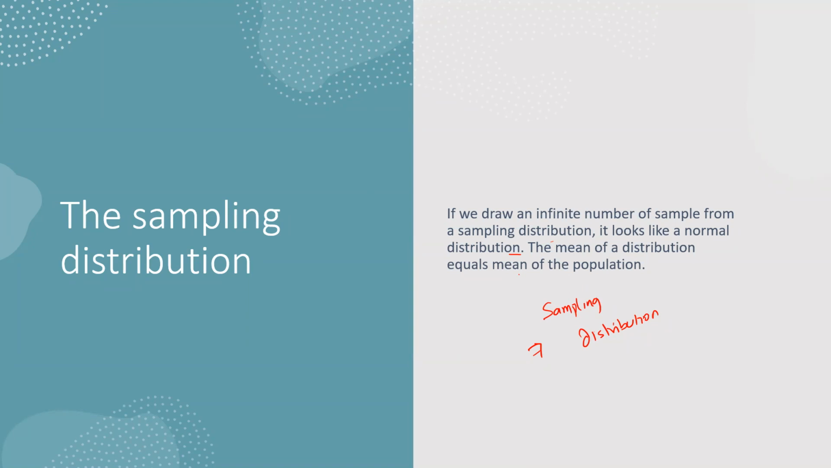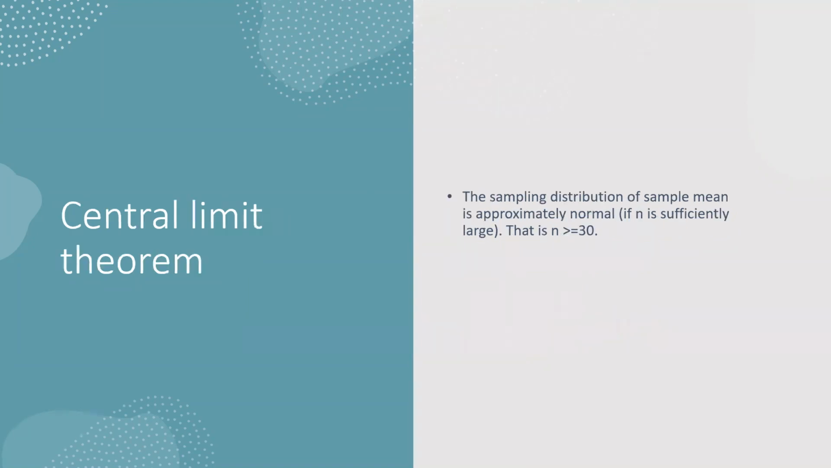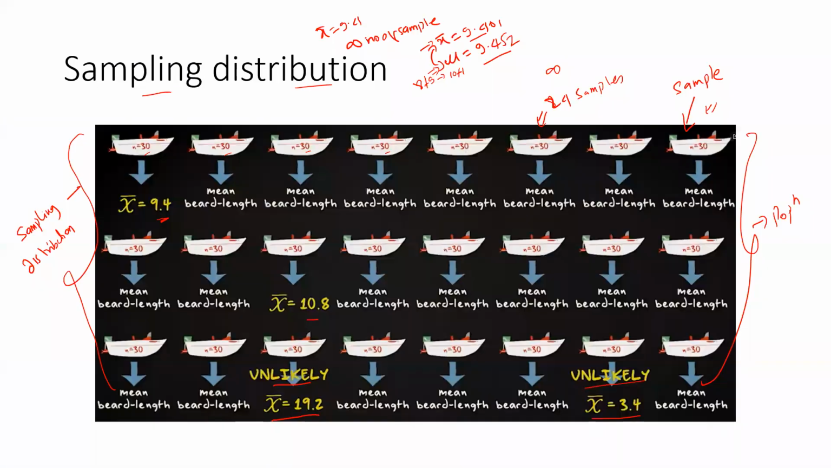So if you understand sampling distribution, then we have the central limit theorem. This theorem says that the sampling distribution of the sample mean is approximately normal, provided your n, the number of samples, is 30. What does this mean? This is my one sample, right?